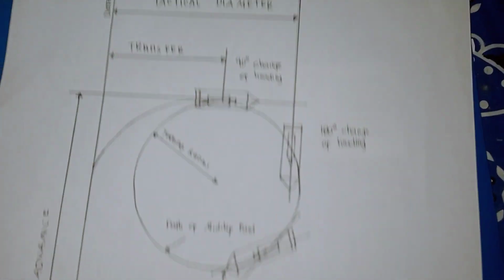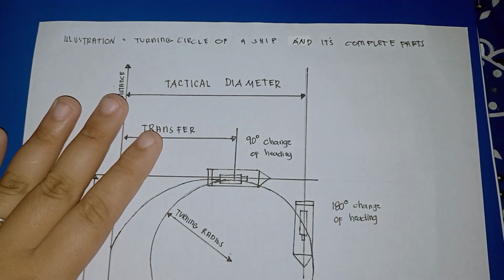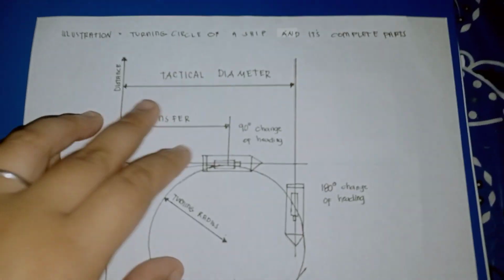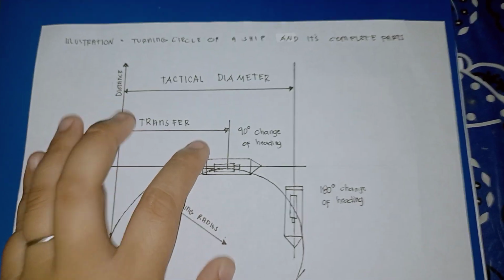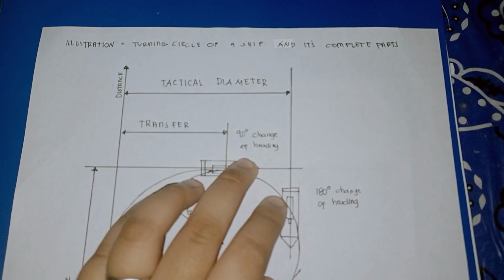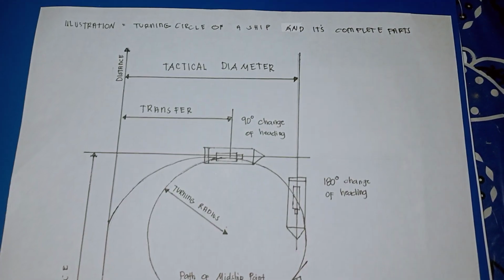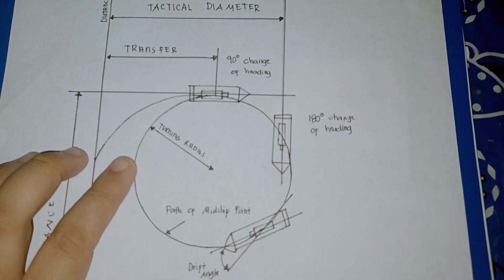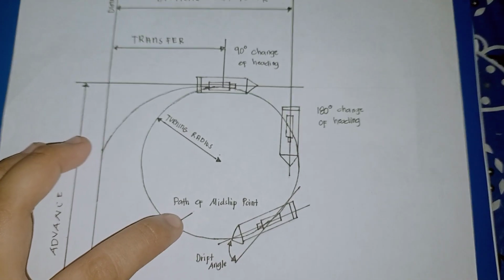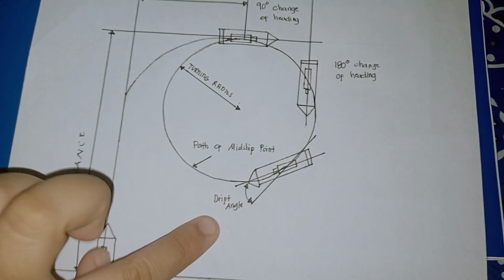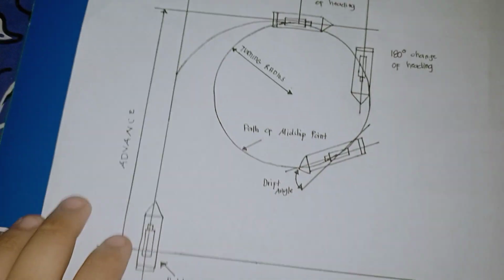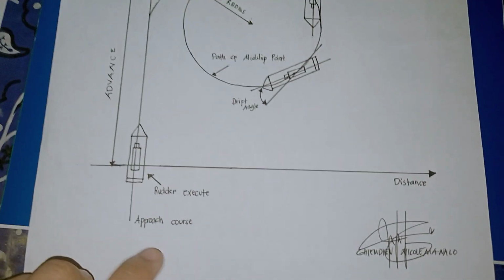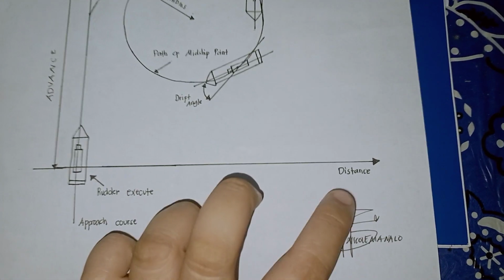For our task 3, we have our illustration, which is the turning circle of the ship and its complete parts. So we have tactical diameter, the distance, the transfer, the 90-degree change of heading, and 180-degree change of heading, and the turning ratios, also the path of midship and pivot point, and our drift angle, and also our advance, and the rudder execute, and our approach course and distance.